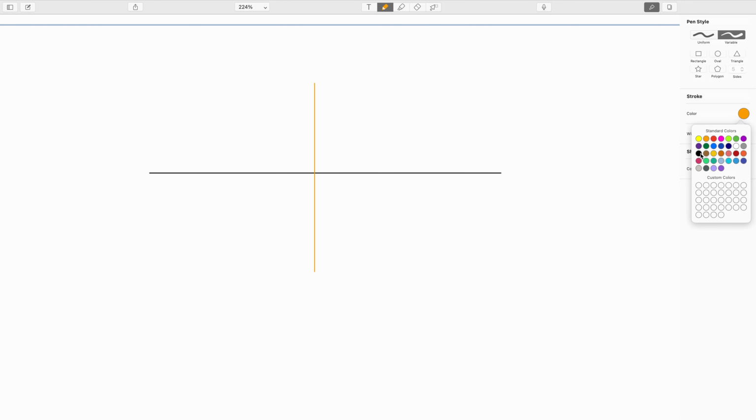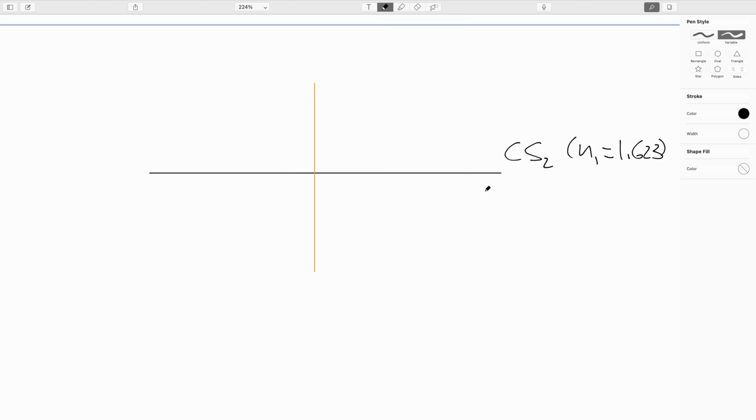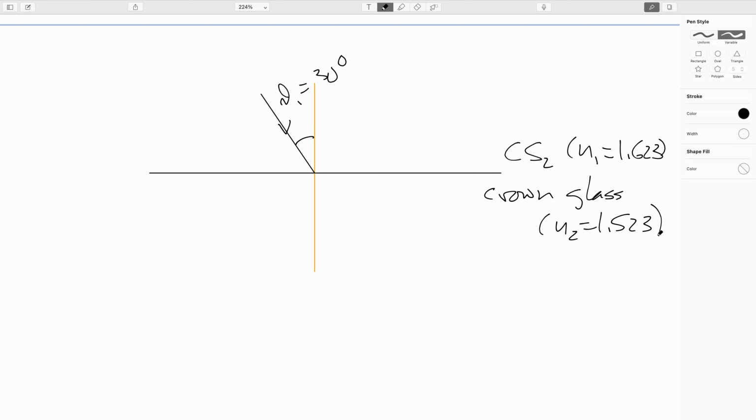All right. So here's our carbon disulfide. It has an index of 1.623, and then again we'll say that this is crown glass with an index of 1.523. So again, let's say that we come in at that same 30-degree angle. So theta 1 equals 30 degrees. Now here we're going from a higher index to a lower index. So this means we will bend away from the normal.